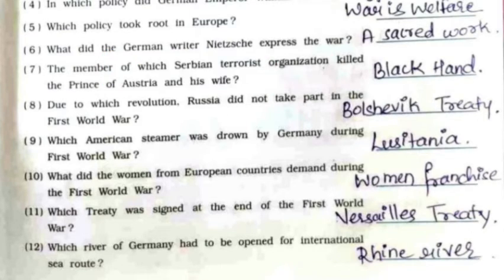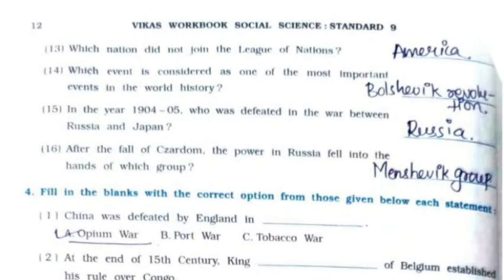12th, which river of Germany had to be opened for international sea route? It is Rhine River. 13th, which nation did not join the League of Nations? It is America. 14th, which event is considered as one of the most important events in the world history? It is Bolshevik Revolution. 15th, in the year 1904-05, who was defeated in the war between Russia and Japan?